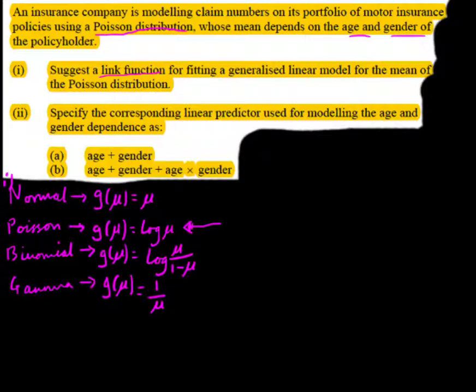As you can see, if it's normal, it's just equal to the mean. Binomial has a change there, and gamma is the inverse. So that's really all you need to do, just write down that bit right here.